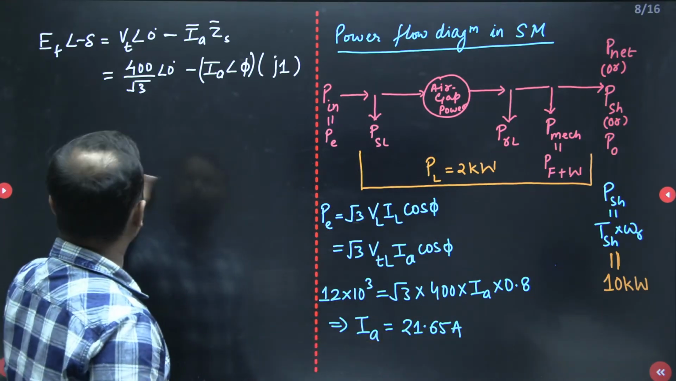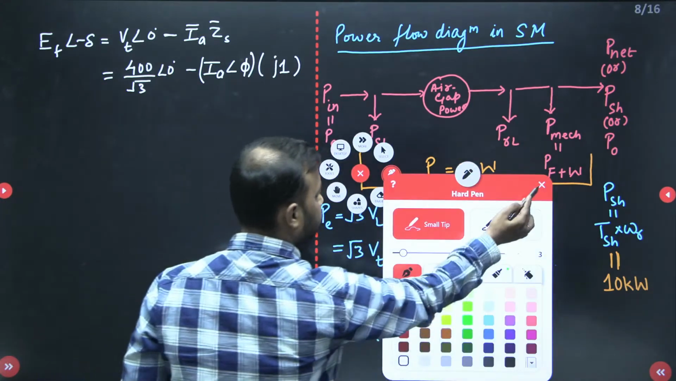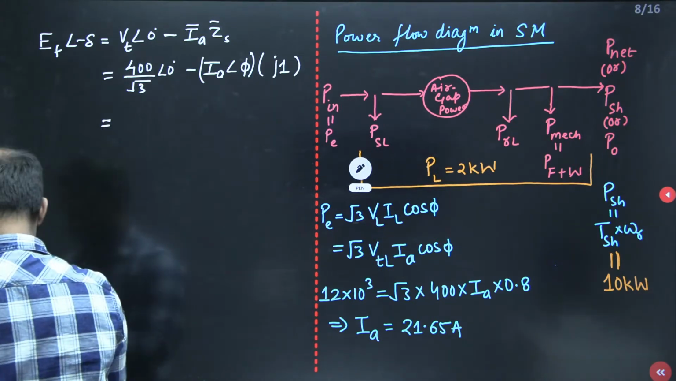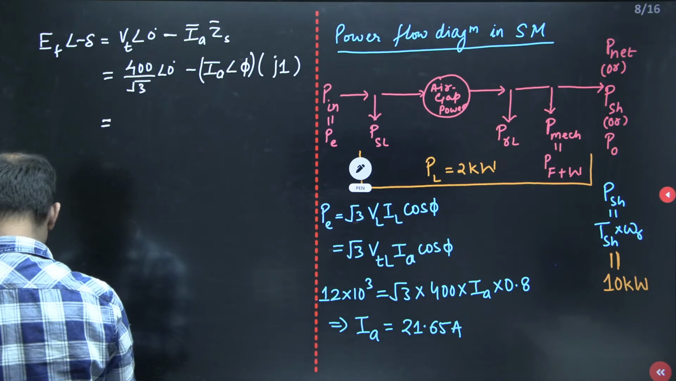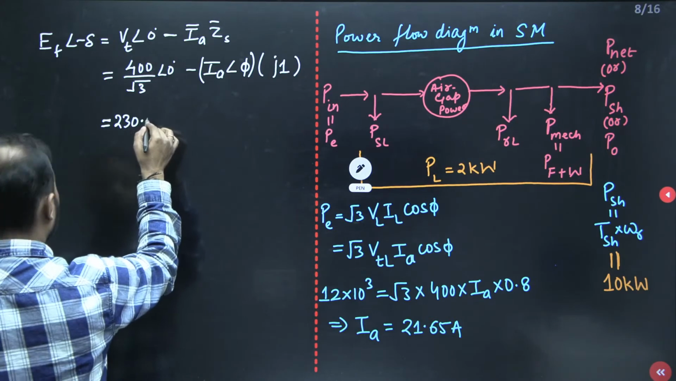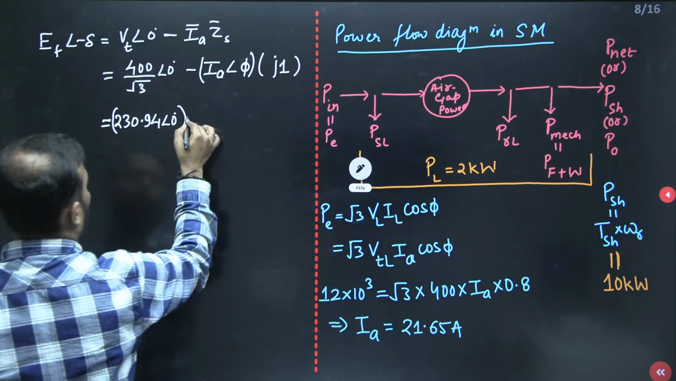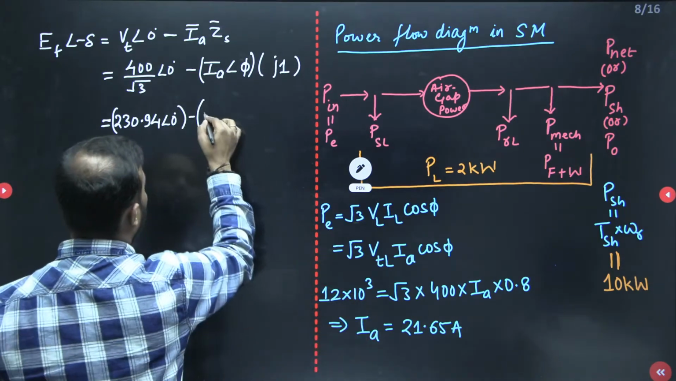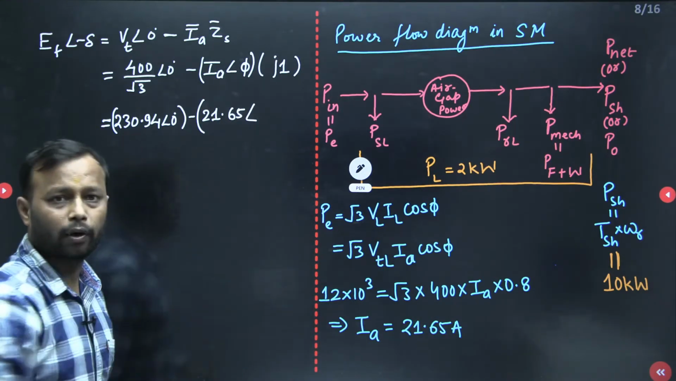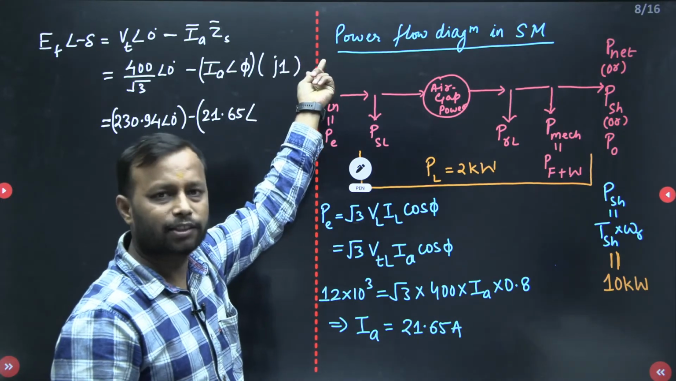Now substitute this value in this equation. So this 400 by root 3 is 230.94 at an angle 0 degree, minus IA, which we have got as 21.65. Now listen to me very carefully. J1 is what? We can write it in polar as 1 at an angle 0, isn't it?